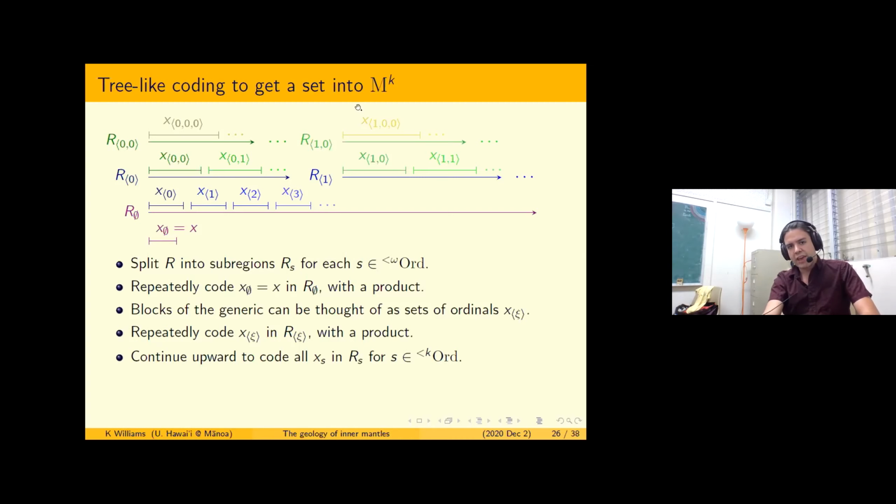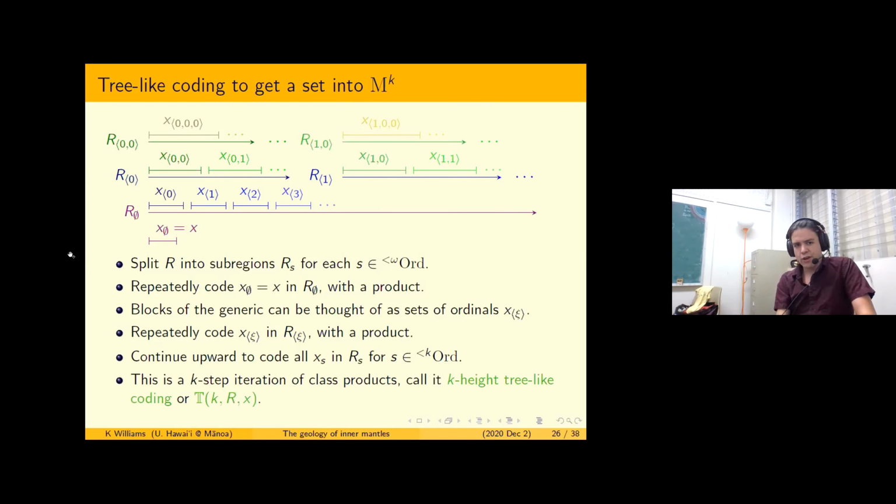And if we want to get into the kth mantle, then we want to do this for all sequences of length less than k. So the idea basically is, we do it once Ord many times. We have to do each of those Ord many times, each of those Ord many times. And so we get this tree that looks like Ord to the less than k. So the full Ord-branching tree of height k.